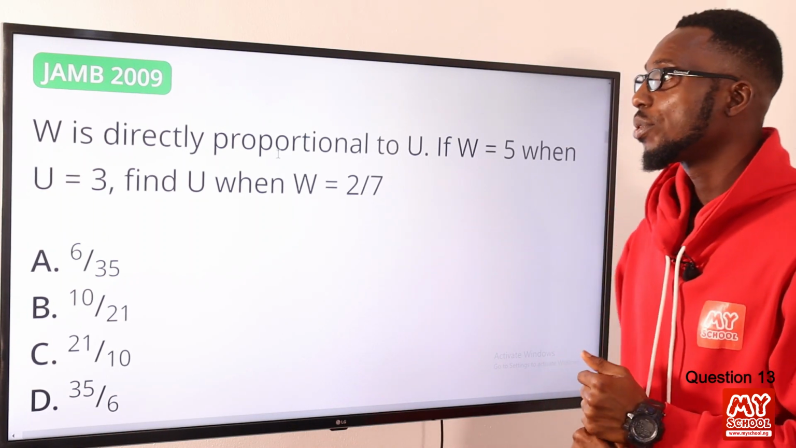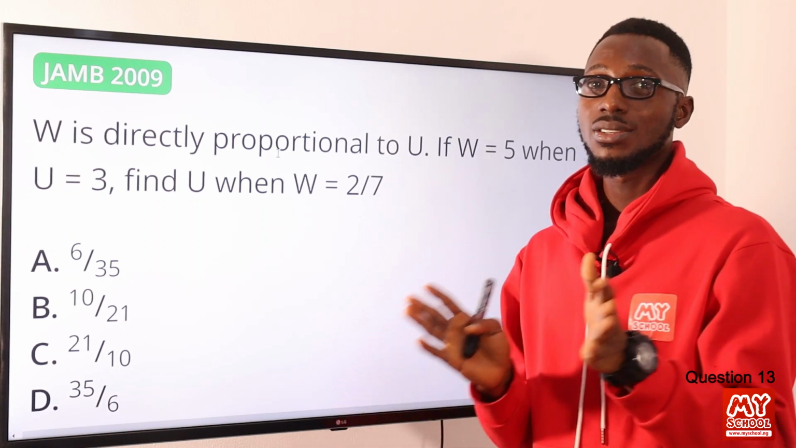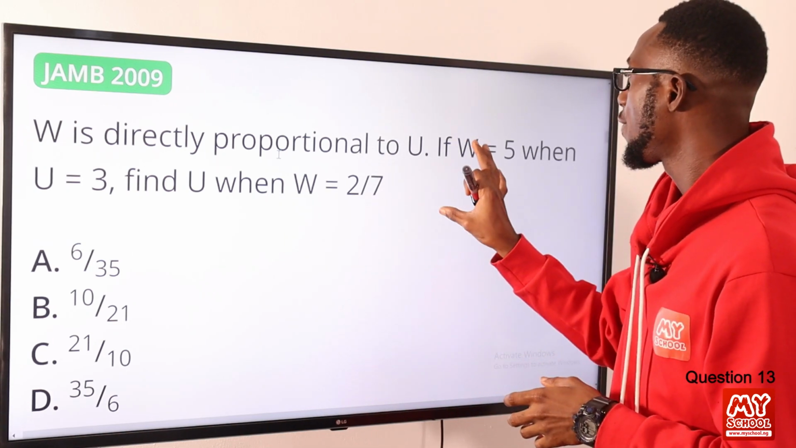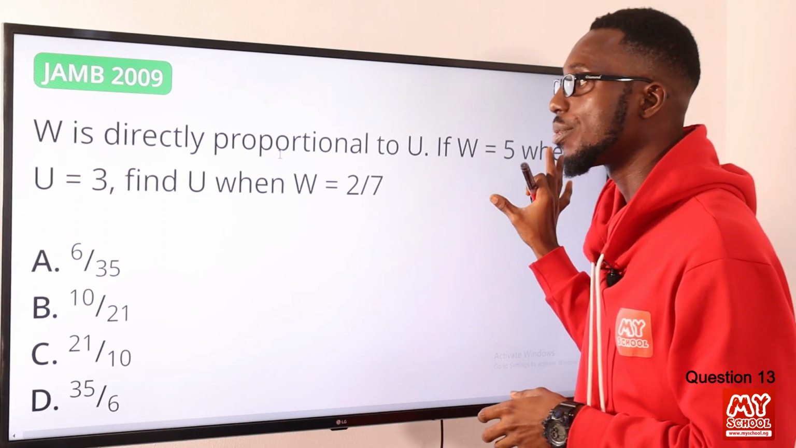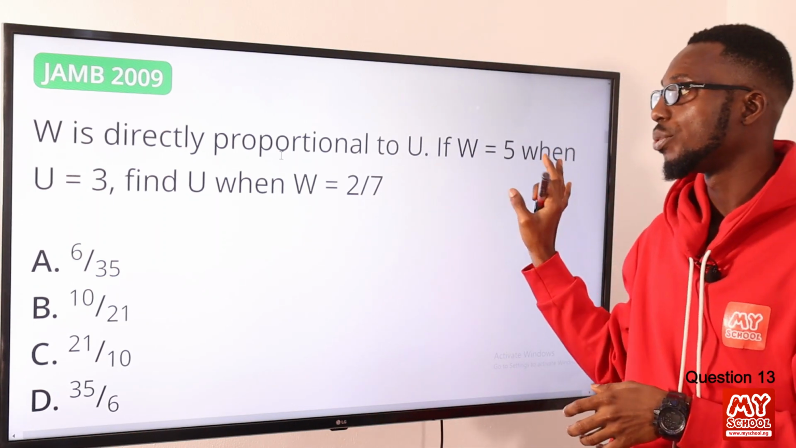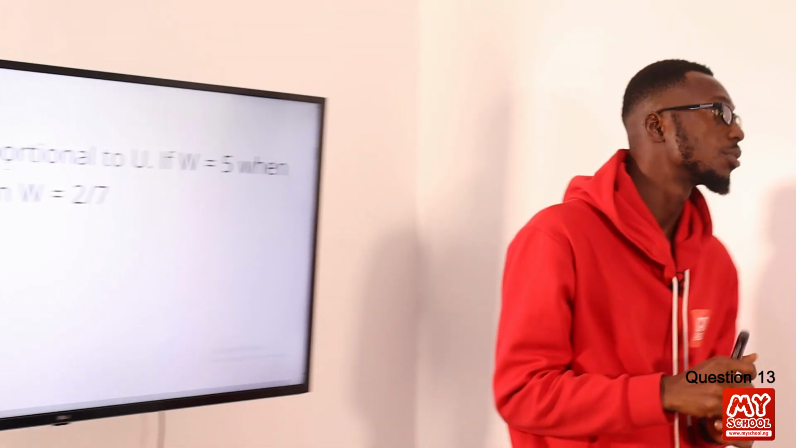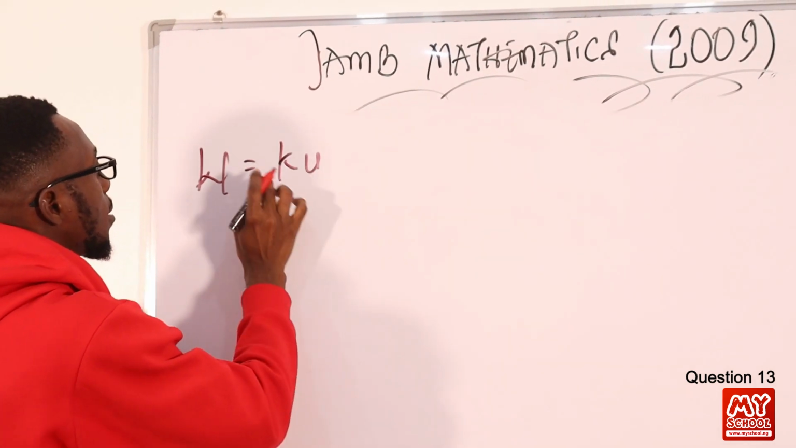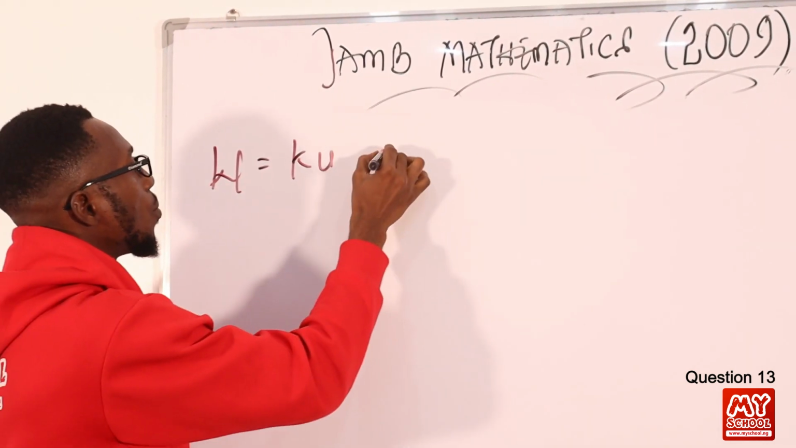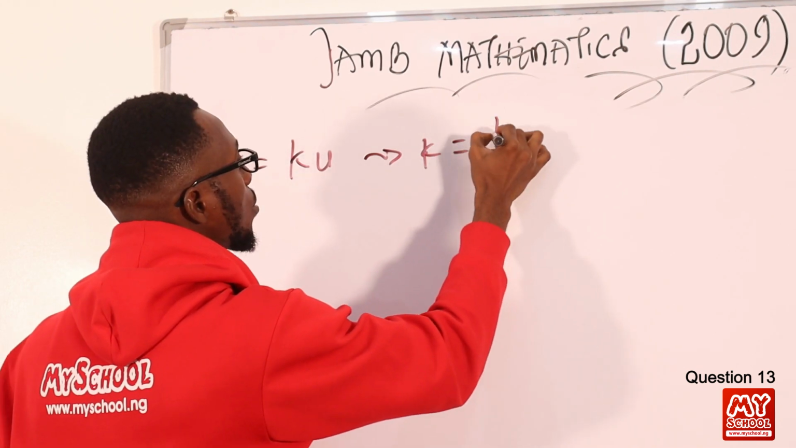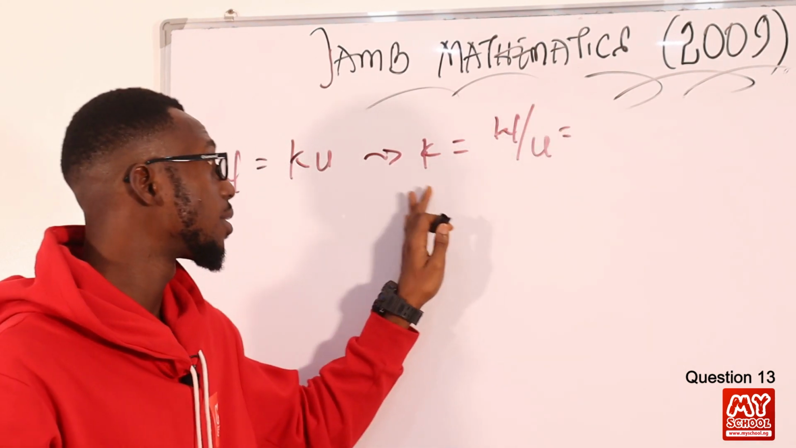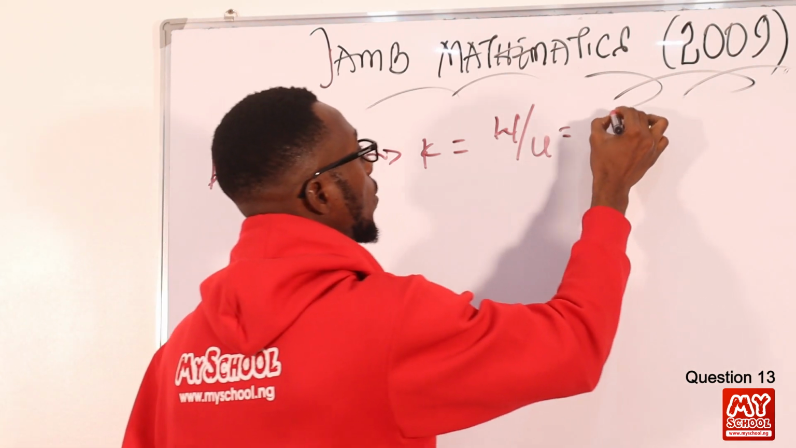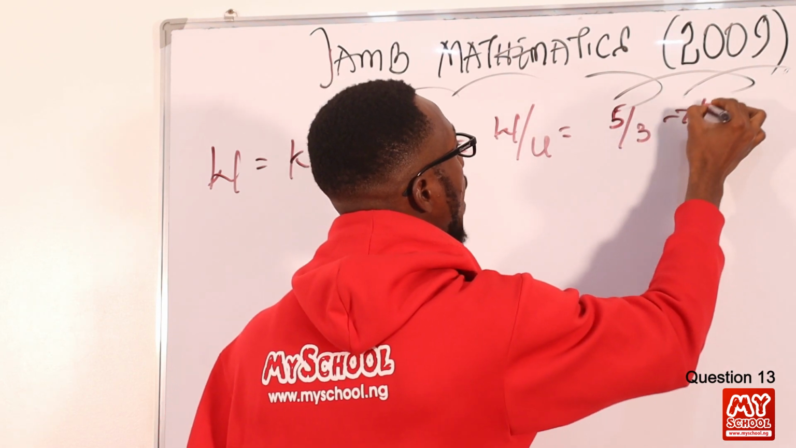13. W is directly proportional to U. So that is W equals KU, K being the constant of proportionality. If we have W equals 5 and U equals 3, find U when W equals 2 over 7. Let's build the first mathematical expression. Direct proportionality means K equals W over U. We have to first find K. When we have W as 5 and U as 3, that should be 5 over 3. So K is 5 over 3.